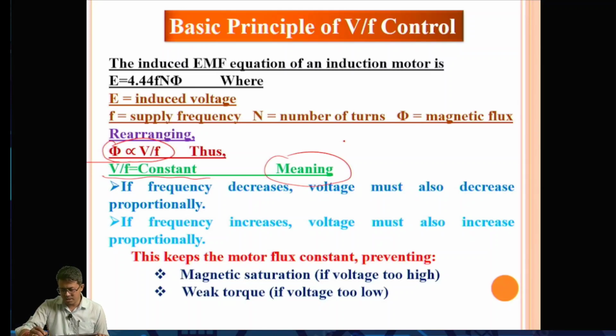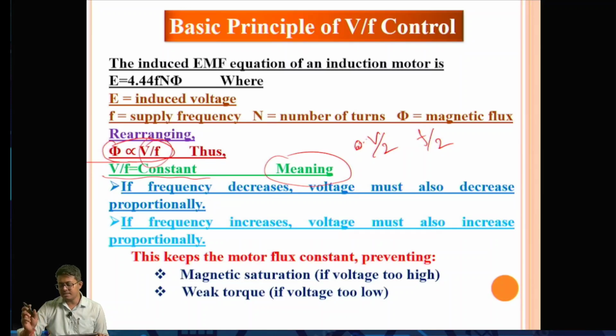Suppose initially we have V by F. Now if the voltage is V by 2, what will the frequency be? The frequency will also be F by 2. In the second case, if frequency is increased, then voltage must also be increased. If V becomes 2V, then frequency should become 2F. In this way, if we increase or decrease them proportionally, only then can we keep V by F constant. Then there will be smooth operation.